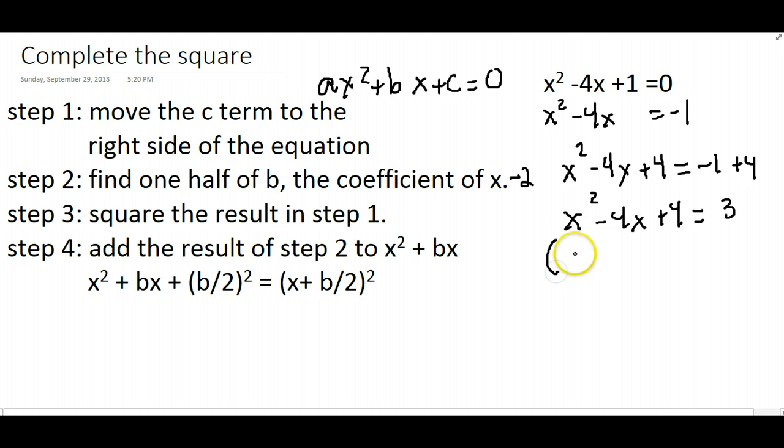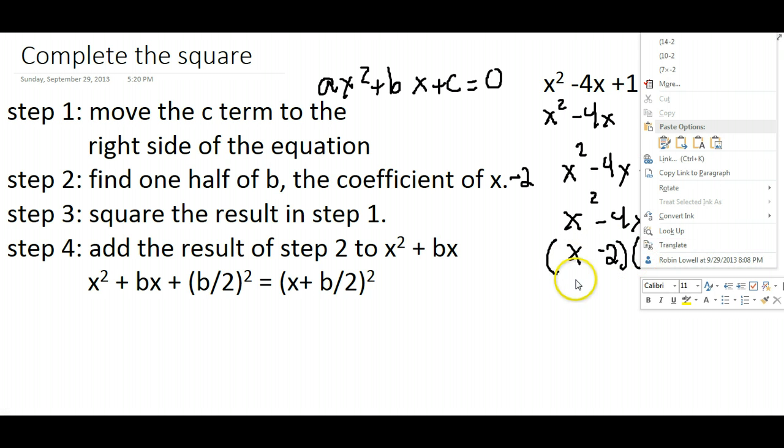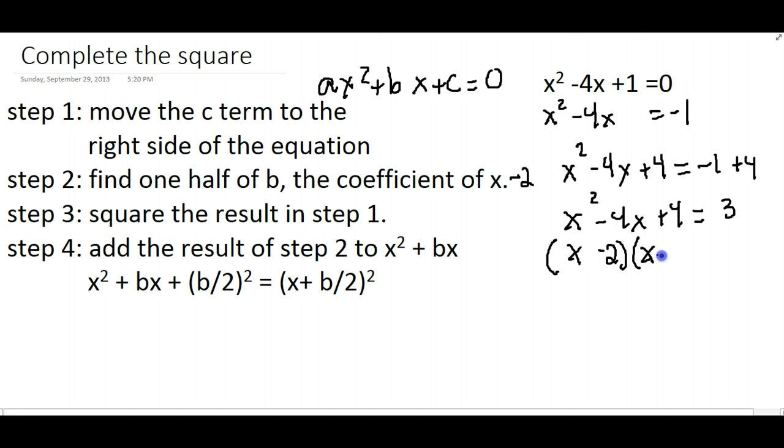So we can rewrite that as factoring (x minus 2)(x minus 2) equals 3. This x minus 2 times x minus 2 is the same thing as x squared minus 4x plus 4. We can also write this as (x minus 2) squared equals 3. Okay, so now we only have one x we need to deal with, and it has only the first power.